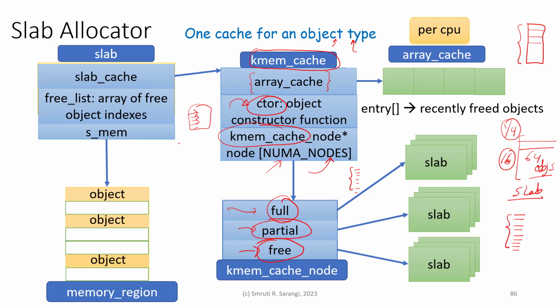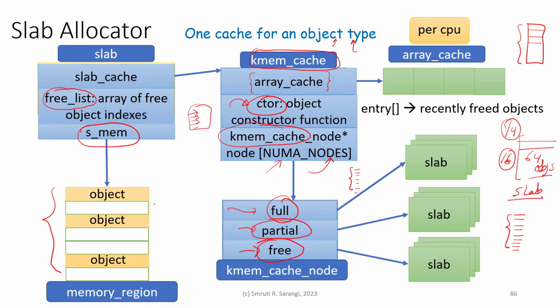So looking at a slab, the slab of course has a back pointer to the slab cache, which is the kmem cache. So there's no point considering this. The s_mem pointer is a pointer to the memory region that actually contains all the data corresponding to the slab. So here we will have all the objects, and we will have this structure called the free list, which is nothing but a bitmap of object indexes, right?